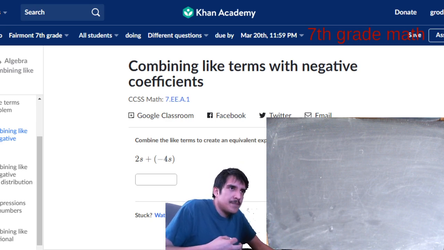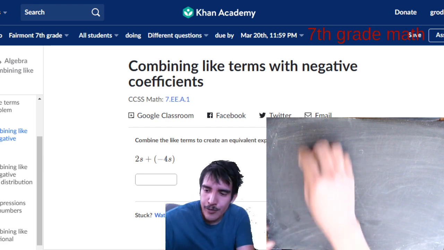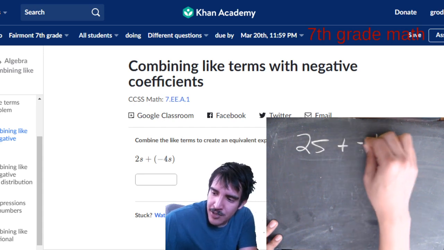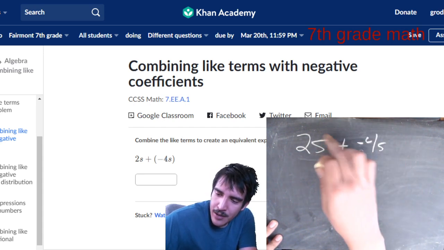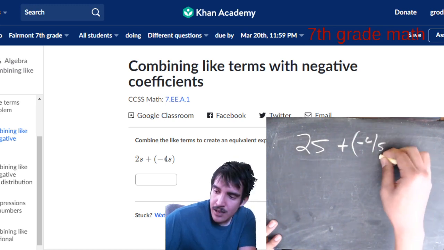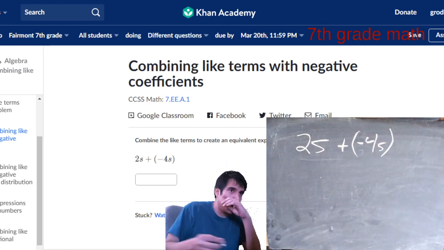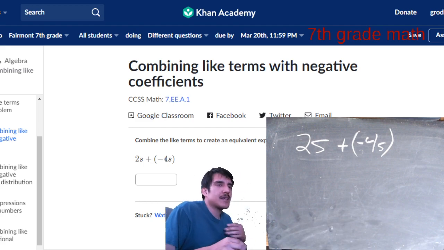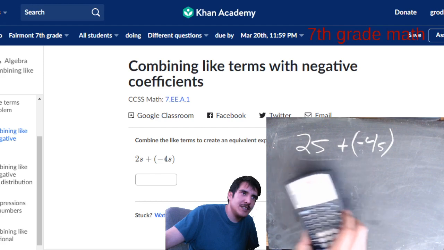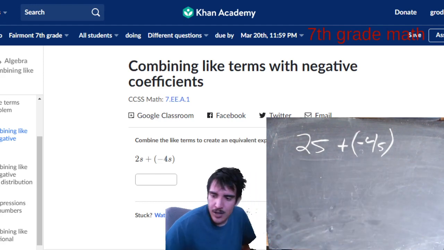This is combining like terms. So we have 2s plus a negative 4s. Now, some of us already know very well how to combine like terms, especially with negatives. But it's kind of tricky. So here, I suggest this: if you have a calculator, you're allowed to use that. Do 2 plus negative 4.